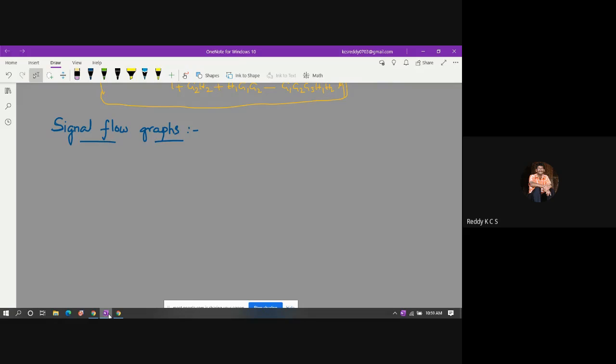Good morning. Today we are going to discuss the signal flow graph representation. In the previous class we discussed the block diagram reduction rules. That is one of the methods which represents the physical system in a block diagram form, and then reduces it into a simple form to find the overall transfer function of the system.